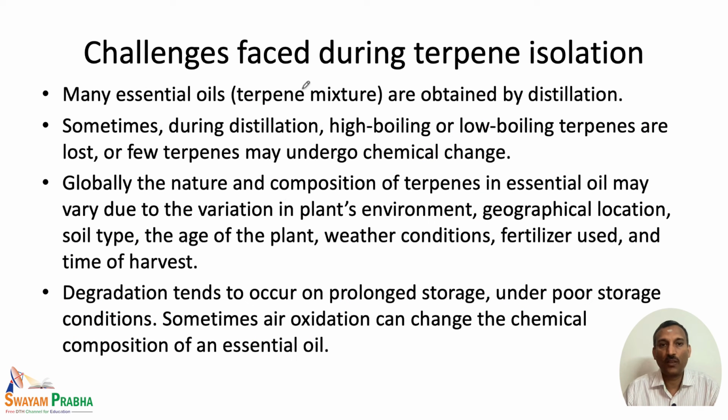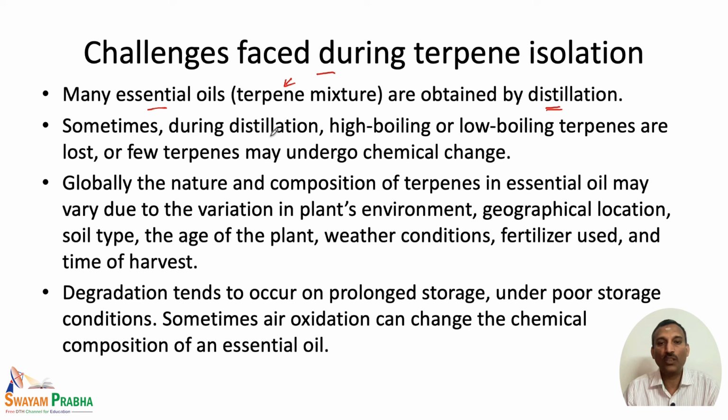And of course, we will briefly go through some of the challenges faced during the isolation of terpenes, because as we mentioned earlier, all the terpenes are basically present in aroma plants or essential oils. In other words, they are found as a mixture. So the terpene mixtures are basically isolated by the distillation method. The essential oil may contain lots of terpenes, and each individual terpene can be isolated by distillation.